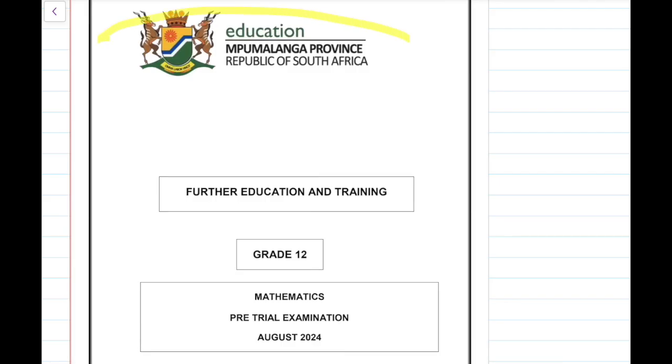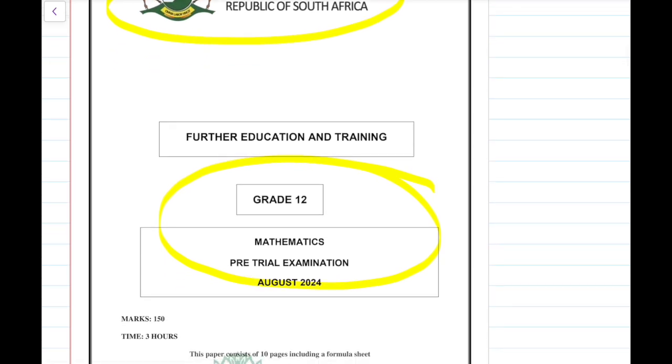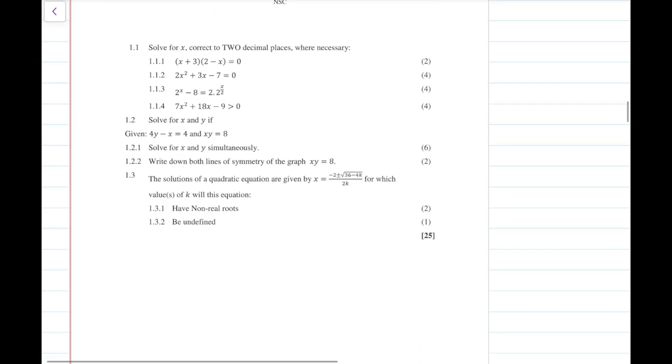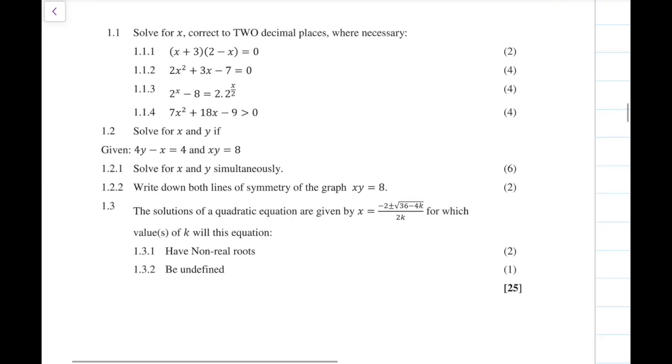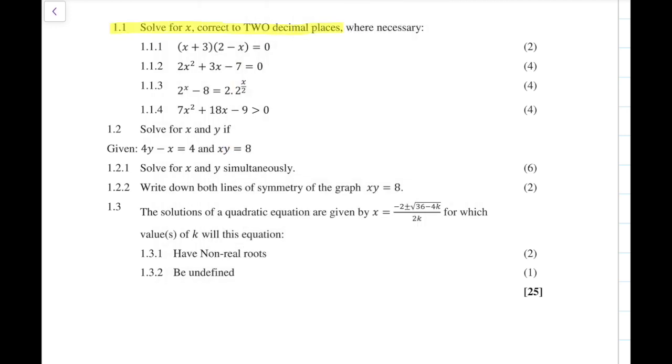Okay, so Mpumalanga, pre-trial 2024 paper 1, right? This is the pre-trial paper, and this is paper 1. All right, so it says for 1.1, just normal question 1: solving for x, correct to 2 decimal places when necessary. So the first one is the easiest one.